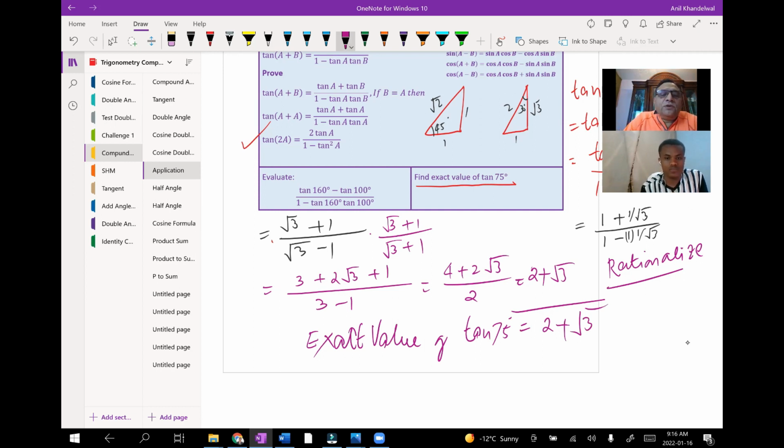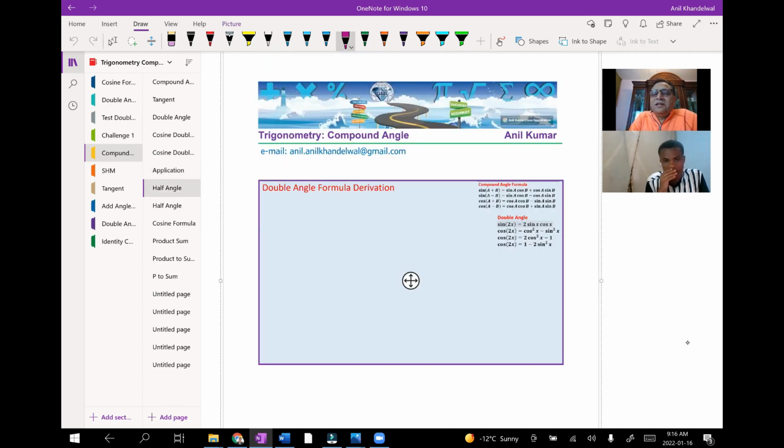Now, let us look into the half angle formula derivations. Is that okay? Now we are going to look into the half angle formula.